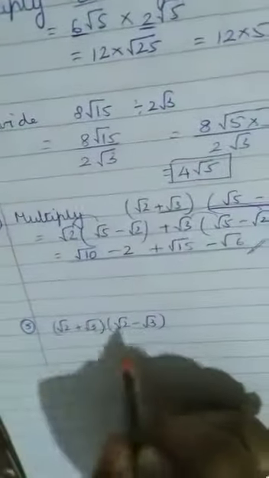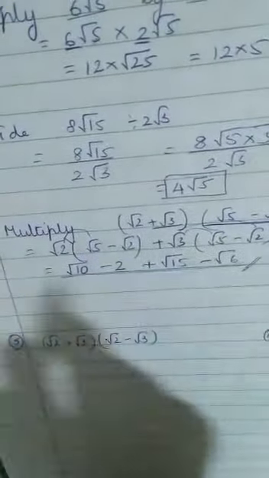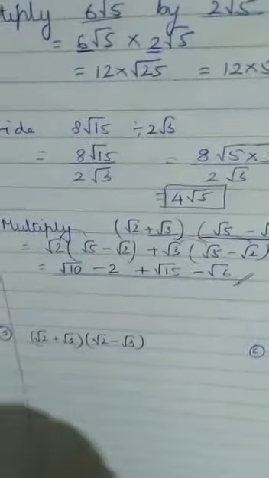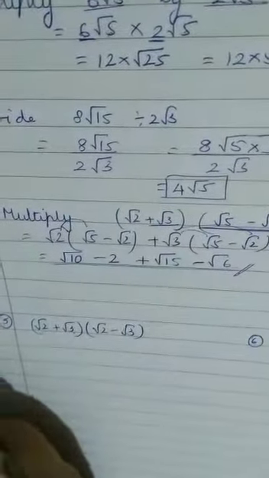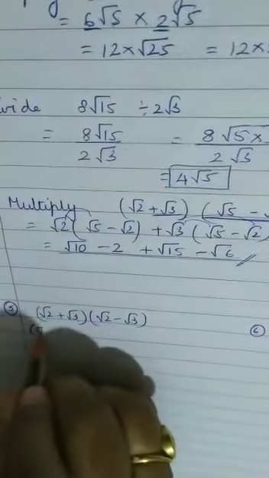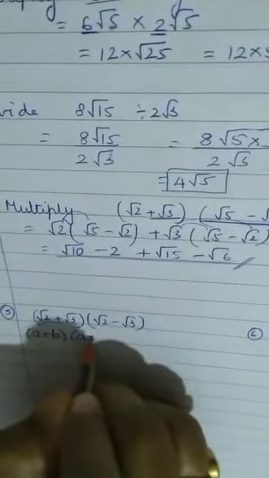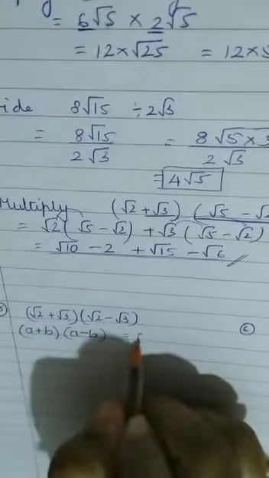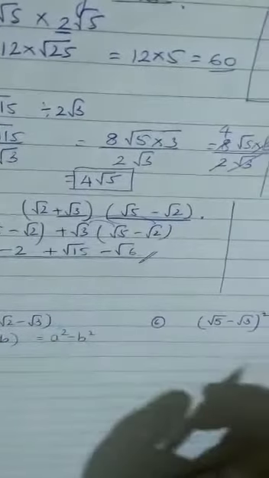Let's see one more example. I have root 2 plus root 3, root 2 minus root 3. We can follow the same that we've done ahead. But if we look at the question carefully, it reminds me of the identity that we have studied in 8th standard. Which identity does it remind you of? A plus B into A minus B, doesn't it? And what is A plus B into A minus B? It is A square minus B square.